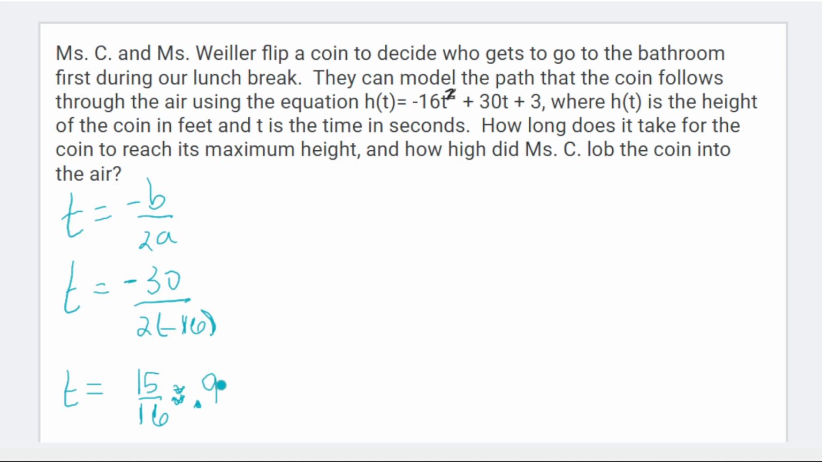Here, when I put it in the calculator, I get 0.9375. That's not even an approximation, that's an exact. So I'm going to get rid of those squiggles because I put the exact amount there. All right, so for that coin to leave my hand and get to its maximum height, it takes just shy of a second. All right. So then the next part is seeing how high in the air it is.